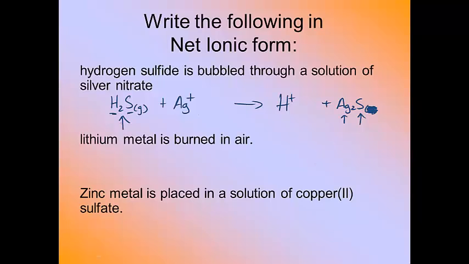And this is what we're left with when it's all said and done. This is our net ionic equation. H2S plus Ag+ yields H+ plus Ag2S. And that's our net ionic. We eliminated the thing that was soluble on the left and the right-hand side, the nitrate. Okay, let's go to our second one.